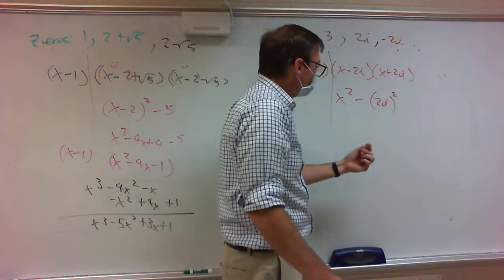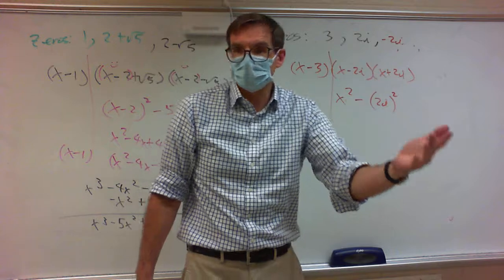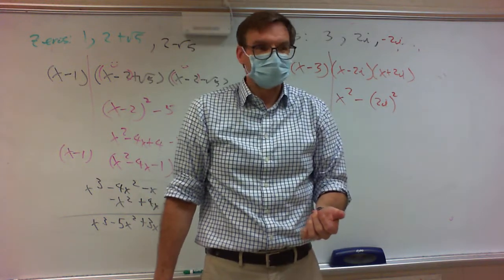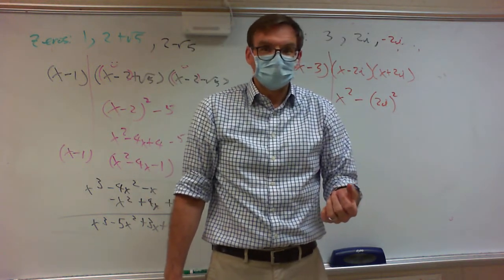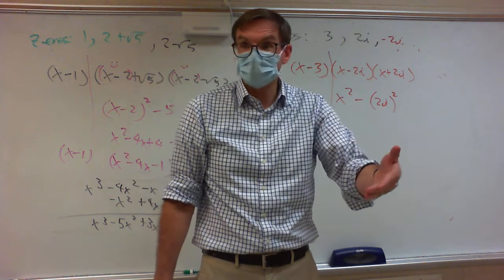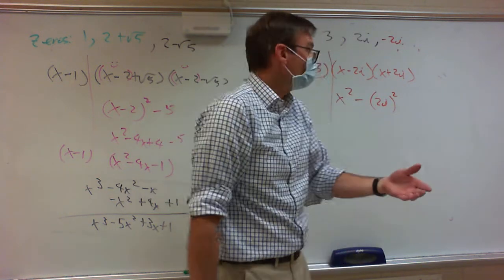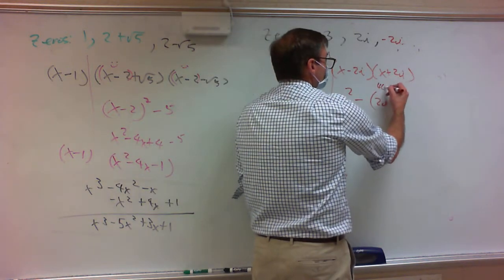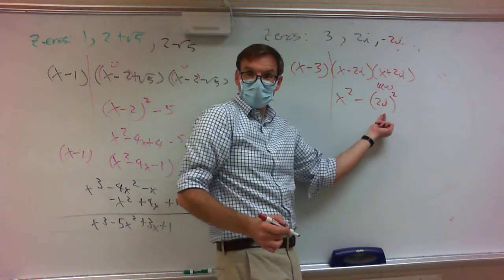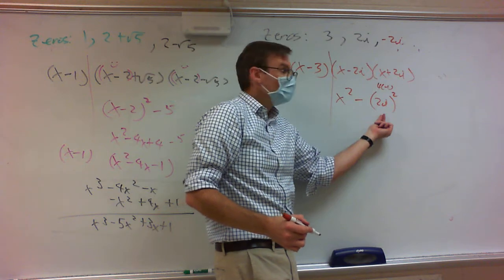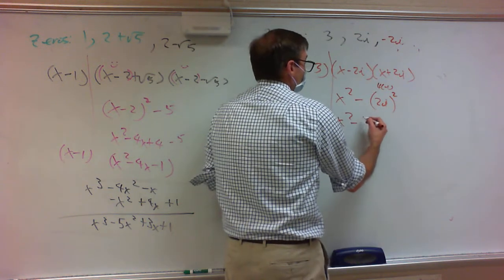So let's talk for a little bit about 2i squared. Are we okay that 2 squared is 4? Are we okay that i squared is -1? Right? i squared is -1. So this is a 4 and this is a -1, so that all becomes a -4. So now this gives me x squared minus -4.